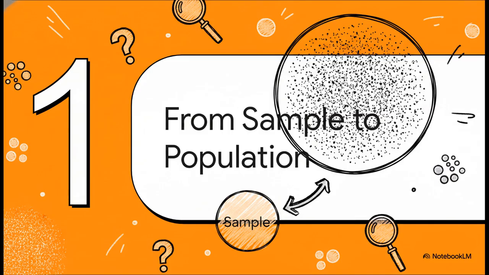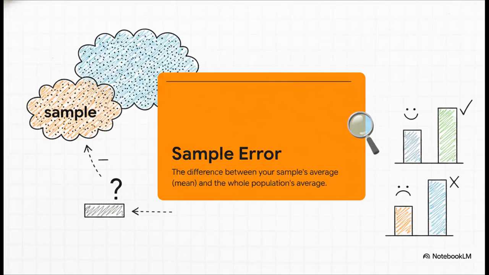And to do that, first we have to get a handle on just how different our little sample might be from the real deal. And that difference, that gap, has a name: sample error. In a perfect world, we just take our sample's average, subtract it from the true population's average, and bam, there's our answer. A tiny difference means very little sample error, which is great. It means our sample is doing a good job. But a big difference, well, that means our sample might be leading us way off track.